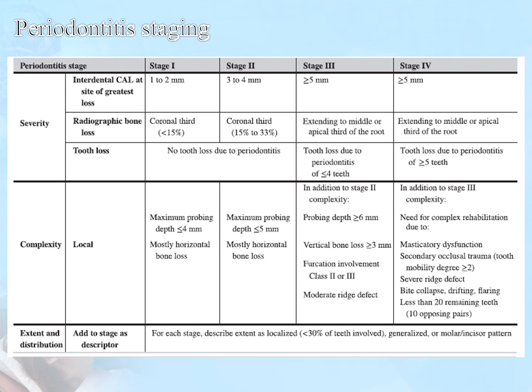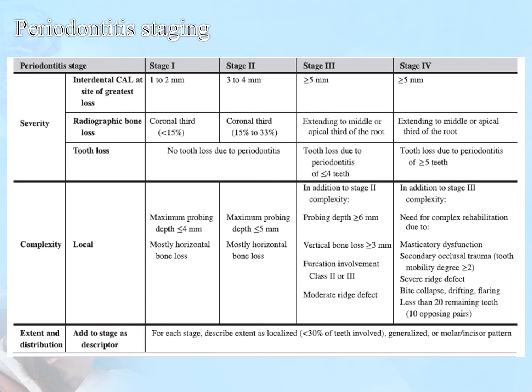But you have further other classification. The staging includes further other ways as well. So coming on to the radiographic bone loss, supposing if there is a coronal third of bone loss taking place, then it is considered to be a stage 1 or a stage 2 periodontal staging. But if it is going beyond it, that is, the middle third or the apical third of the root is involved, then it could be a stage 3 or a stage 4 periodontal condition.